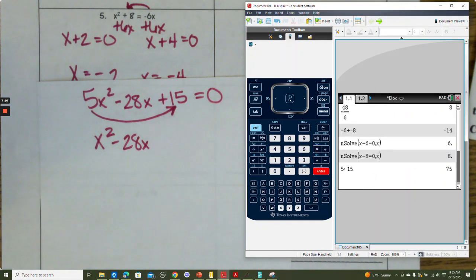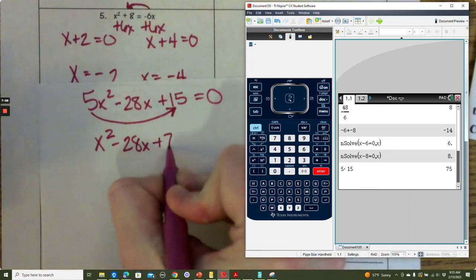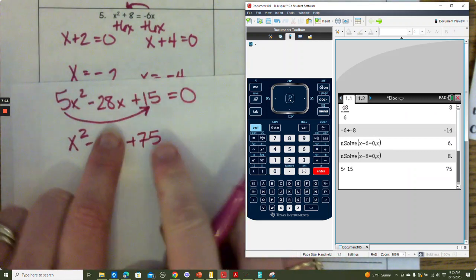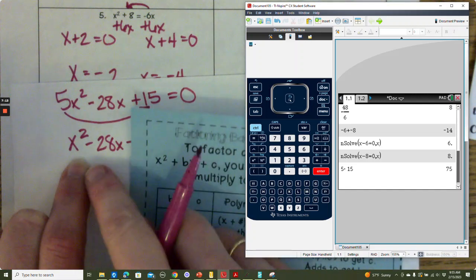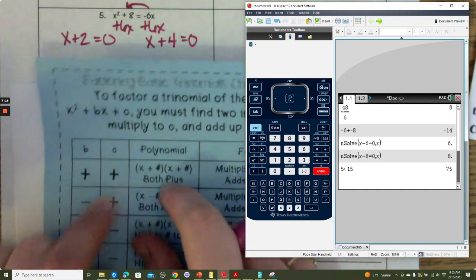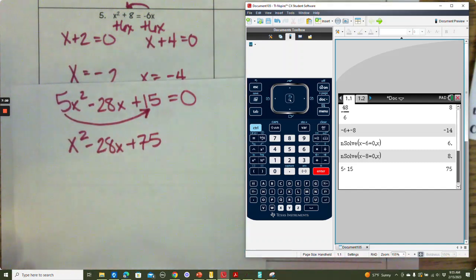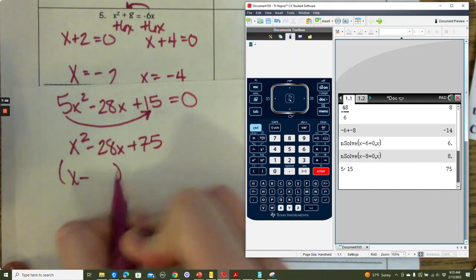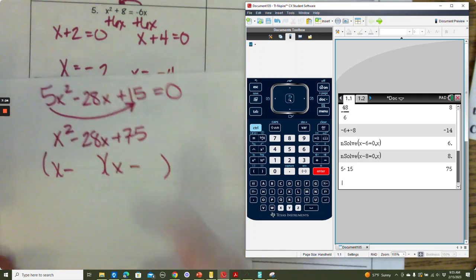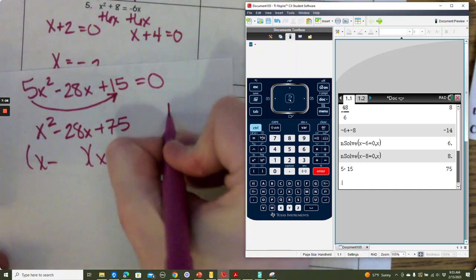5 times 15. 75. All right, now I can use this little sheet. So we've got a minus and a plus, minus and a plus. Both factors are going to be minuses. So x minus, x minus. And then we factor 75.